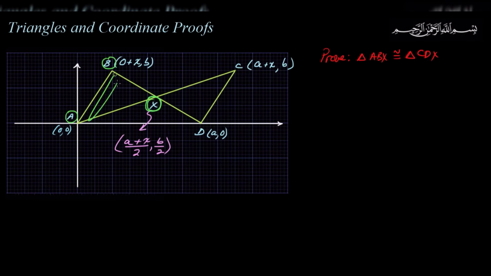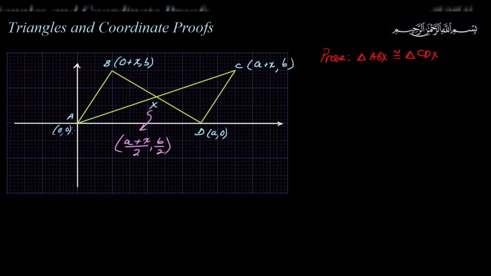So we are asked to prove that this particular triangle is congruent to CDX, to this triangle. So we are asked to prove that those two baby triangles over there are congruent. So that's what we are asked to prove. And then we are given an ordered pair for each of these vertices.